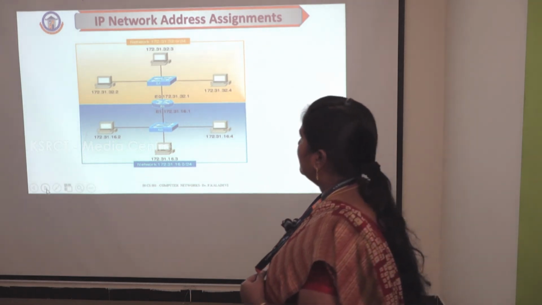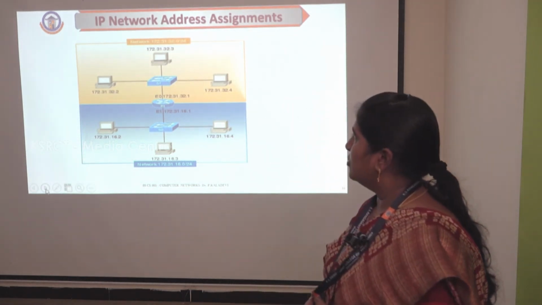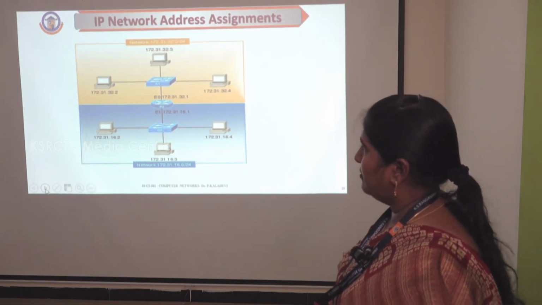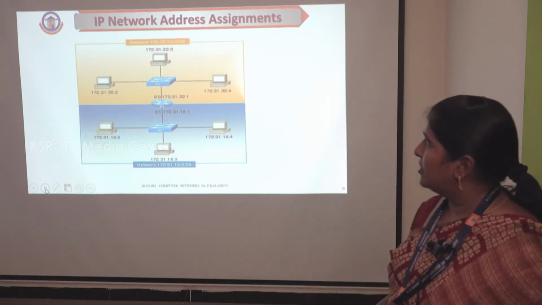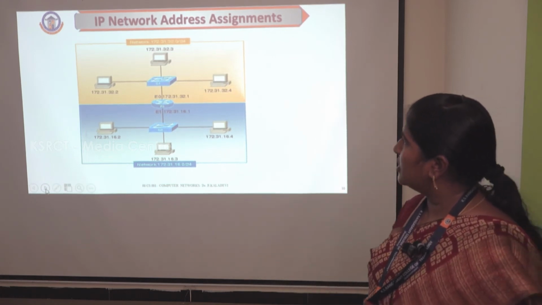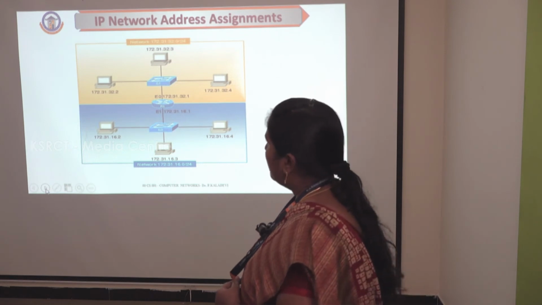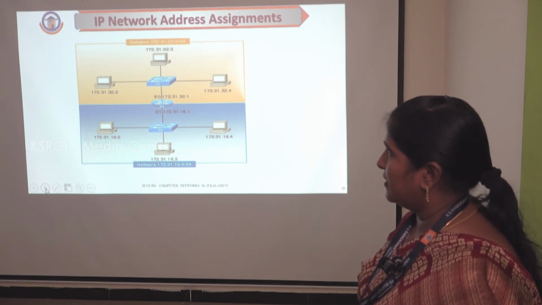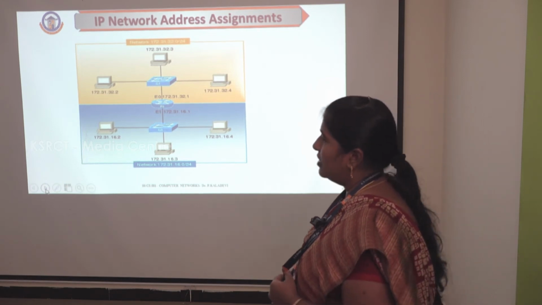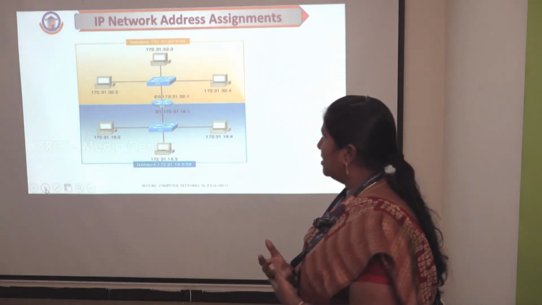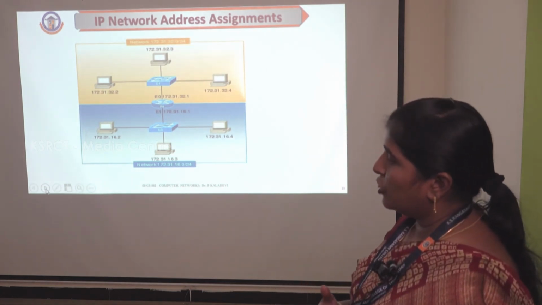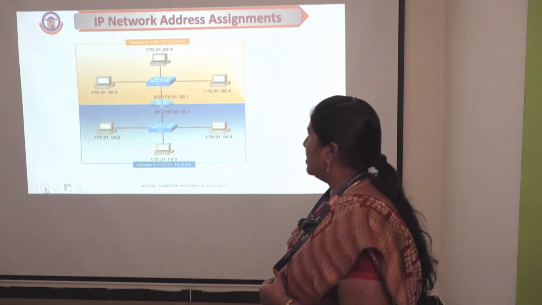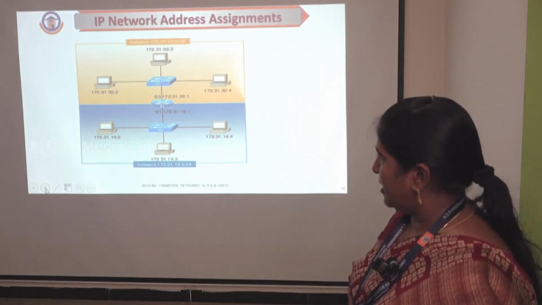IP addresses assigned in a network should be unique. If it is a private network, we can use private addresses. We have to allocate an IP address to each and every device in a network. The devices can be computers, intermediary devices or end devices. Both end devices and intermediary devices like your router should have an IP address to communicate with one another.